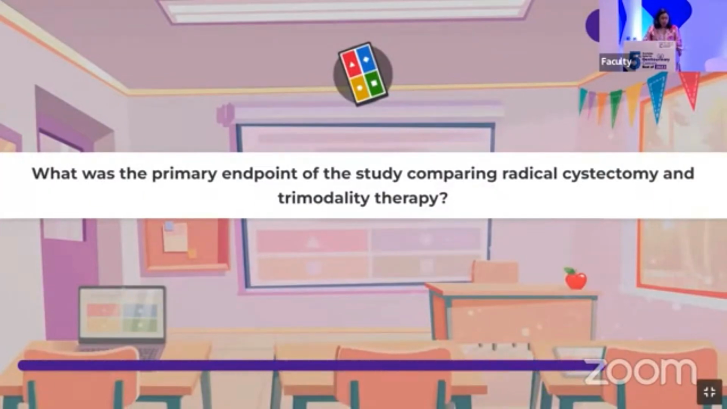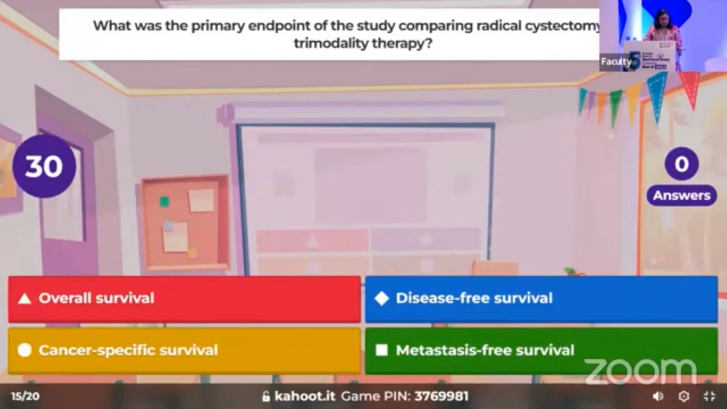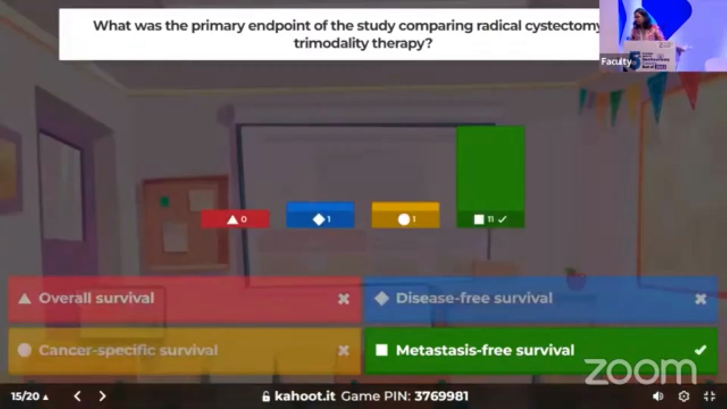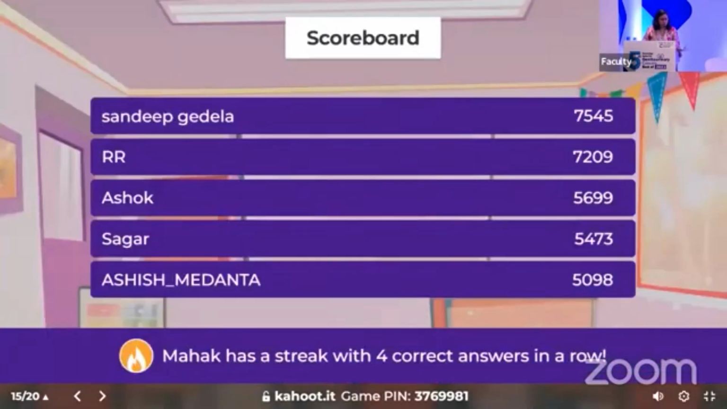So what was the primary endpoint of the study comparing radical cystectomy and trimodality therapy? A repeat question, but it's metastasis-free survival. So let's go to the next question and look at the scores.